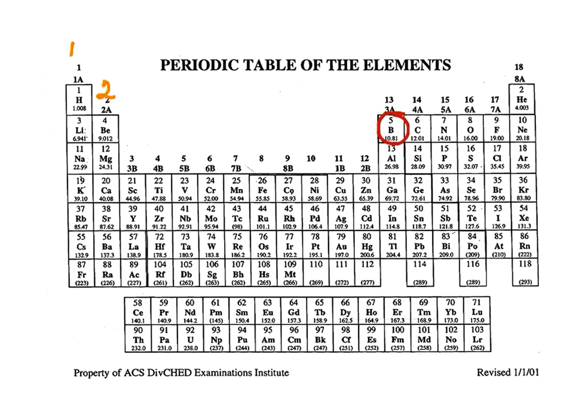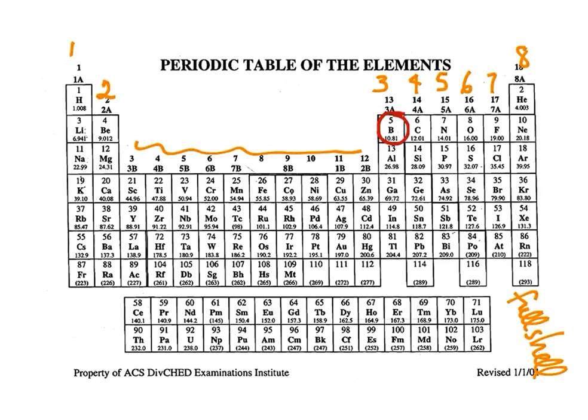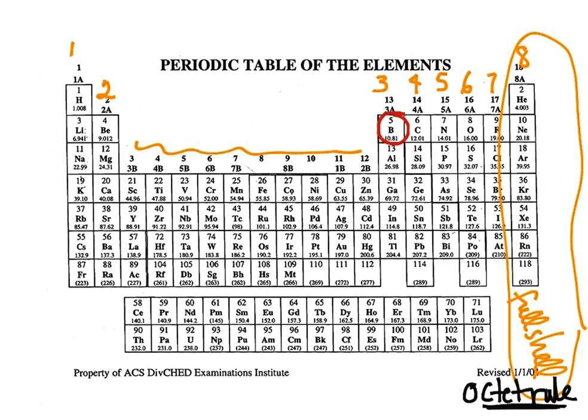So group 1 has 1, group 2 has 2. We typically ignore the transition metals when we do Lewis dot structures. Group 3 has 3, 4 has 4, etc., until we get to group 8, which are the noble gases, and those have a full valence shell of 8 electrons. Now, this is related to the octet rule.